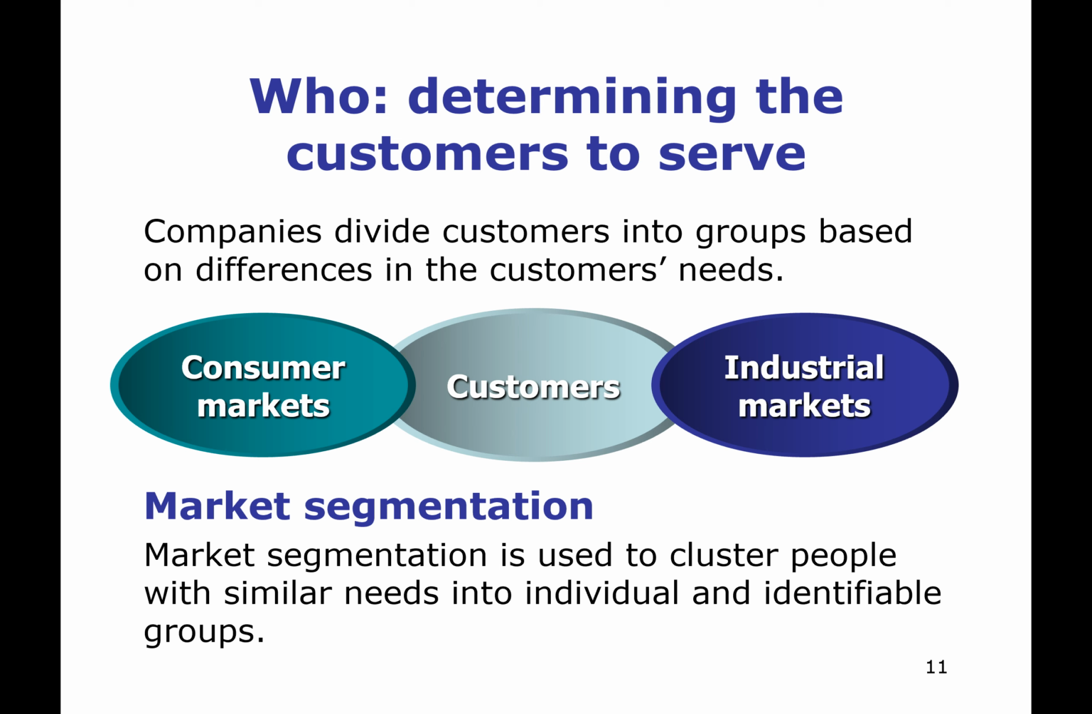Companies frequently, when they talk about which customers they are going to serve, think about them in terms of consumer markets and industrial markets. Consumer markets are where you're serving directly to the end user. Industrial markets are where you're providing goods and services that are going to be processed by somebody else before they go to the final end user.